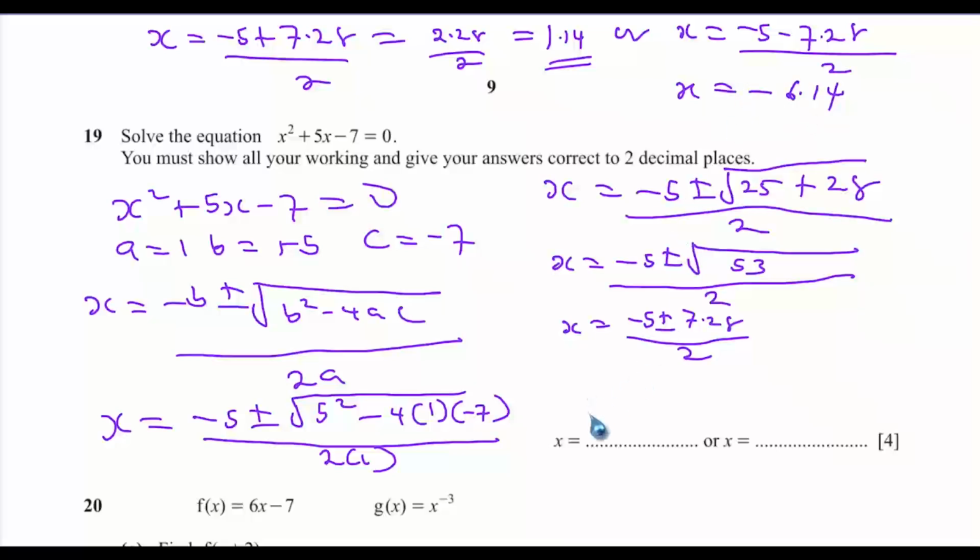So that means the values of x are 1.14 or x equals to minus 6.14. So let's go to the next question.